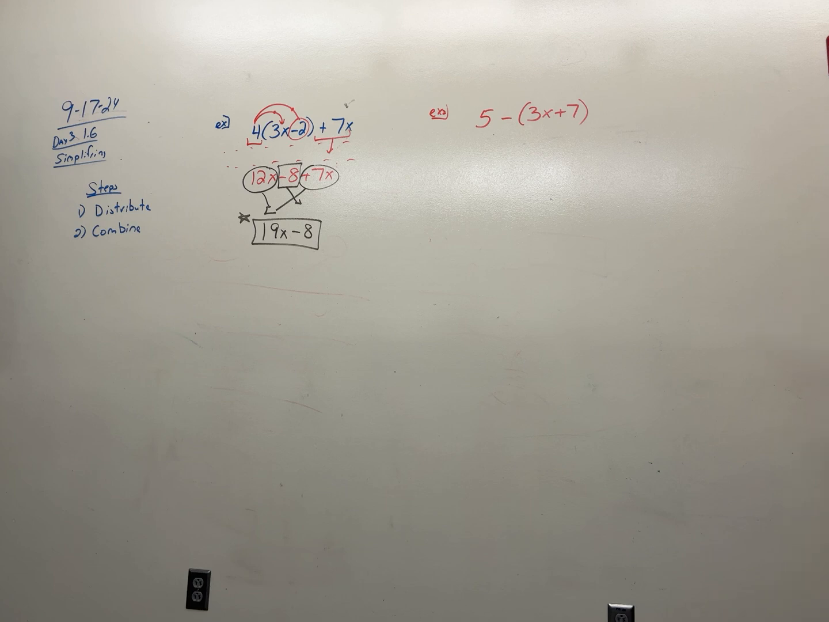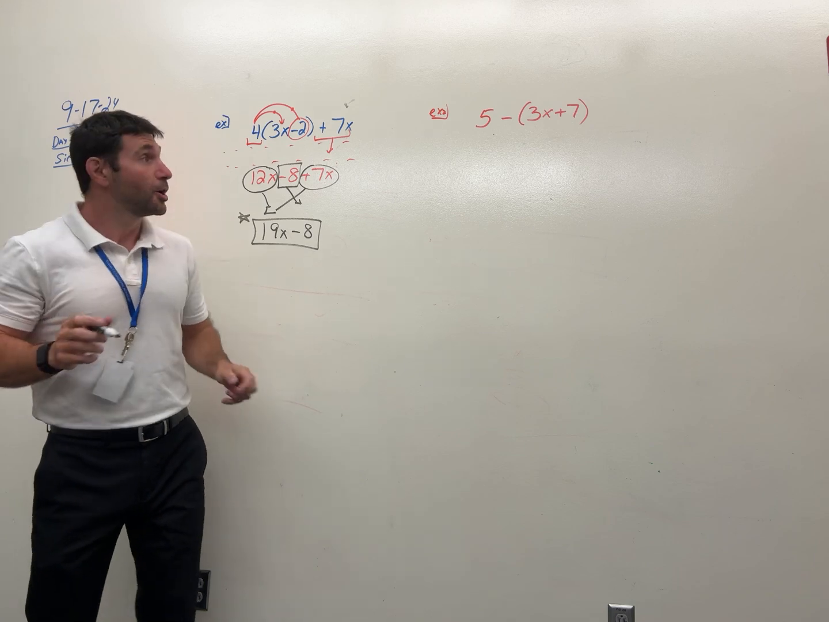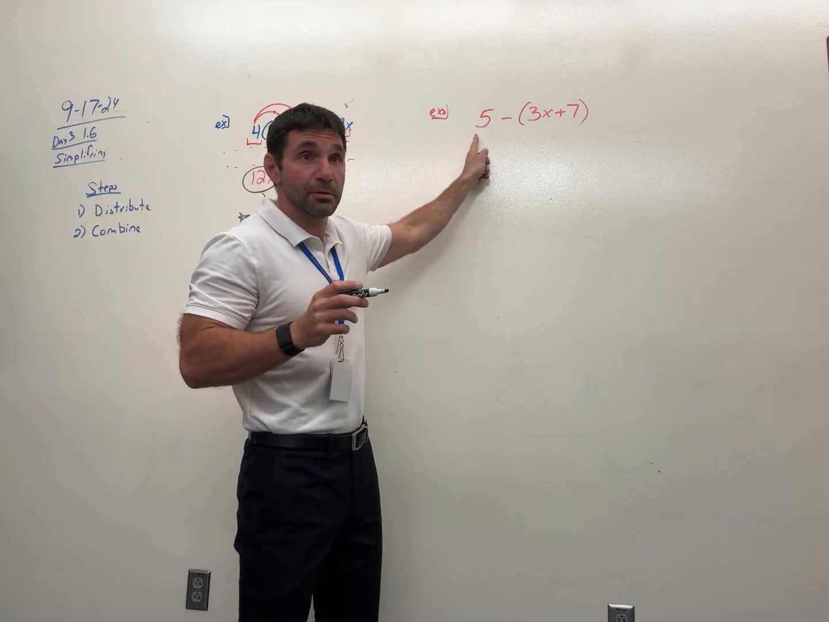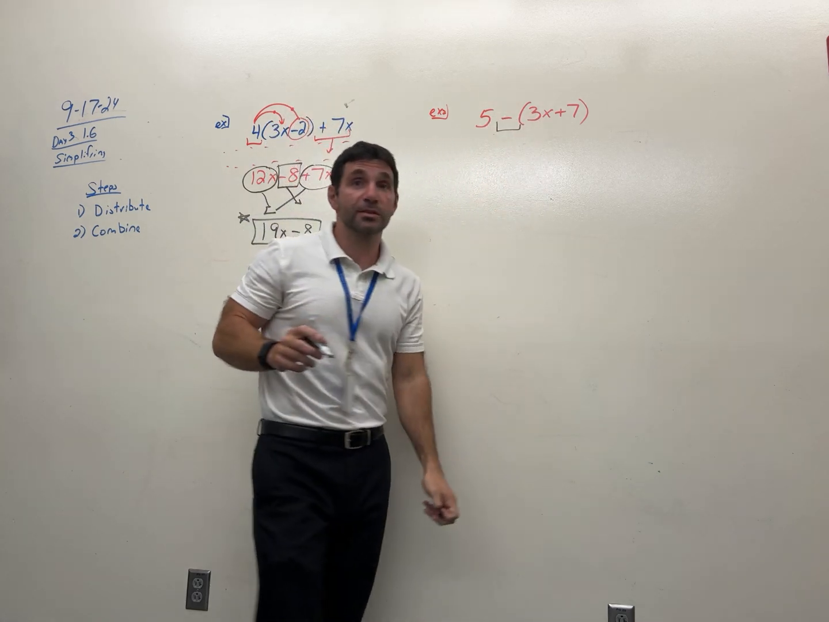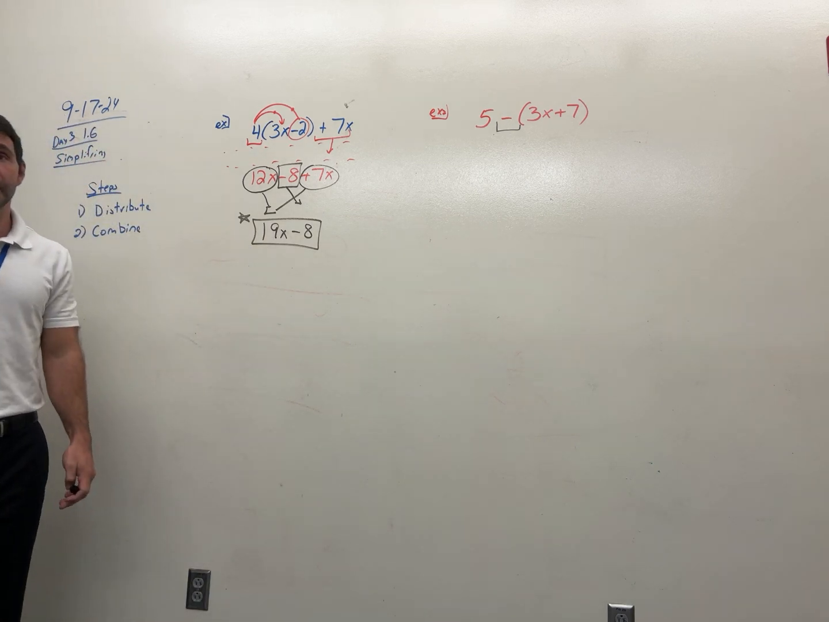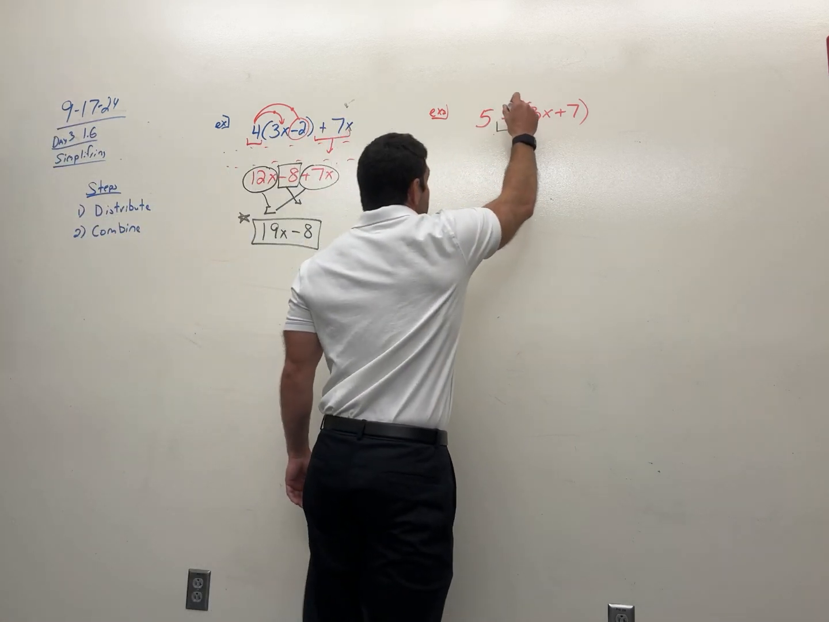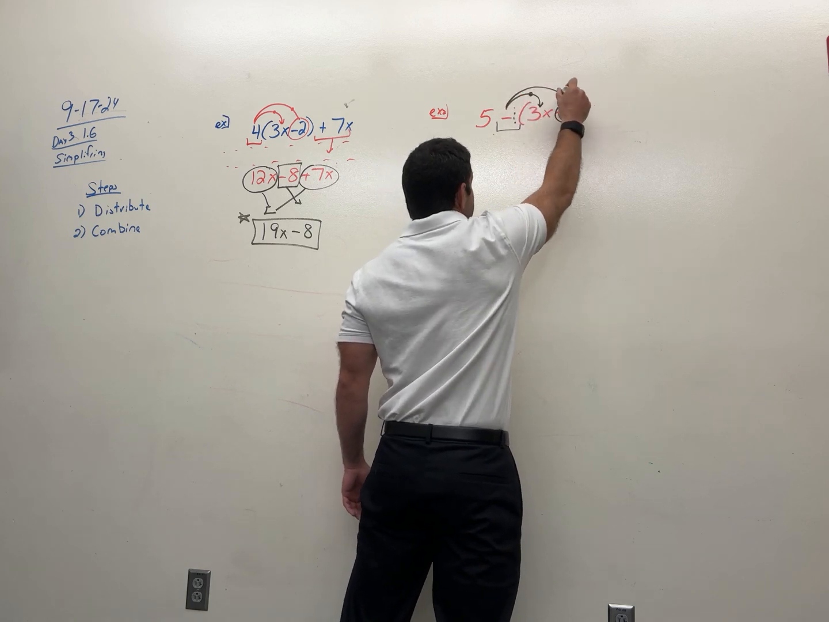Liam, what do we have to distribute? 5. Okay, I love that you said that. And this is the mistake that almost every class will do. Liam wants to distribute the 5. What's next to the parenthesis, Liam? We only distribute what's smack dab up against the parenthesis. So Liam, what is that next to the parenthesis? A minus 1. So now I'm taking the negative 1 to the 3x, the negative 1 to the positive 7.